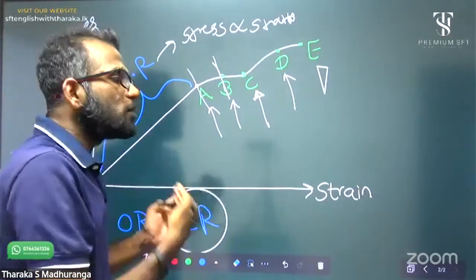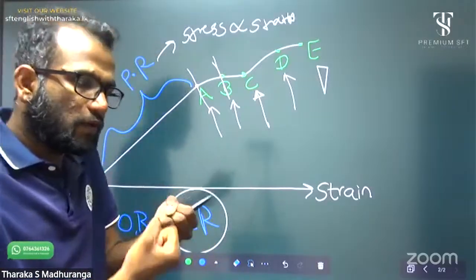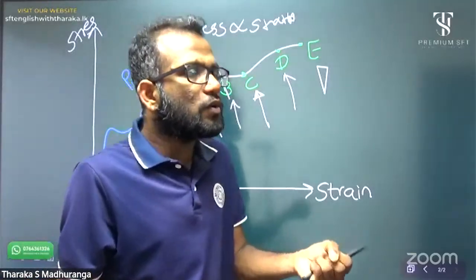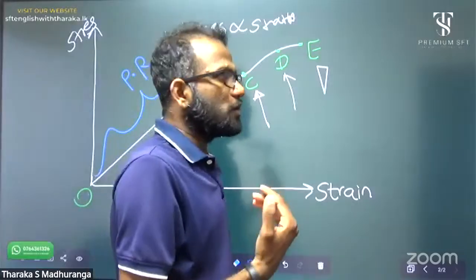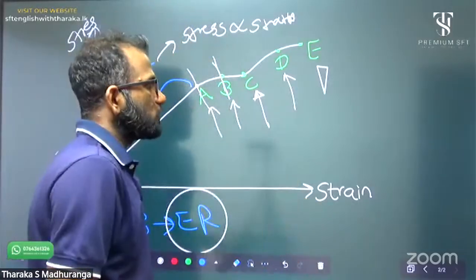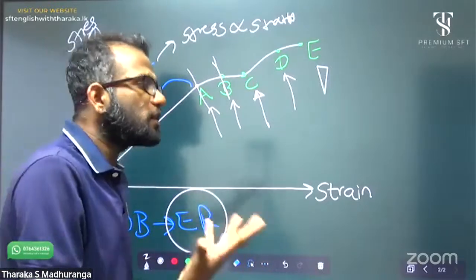Okay, after B point, no elastic characteristic. No elastic characteristic means if it is released again, it is not returned to the original previous position, right? That means it has permanent deformation.